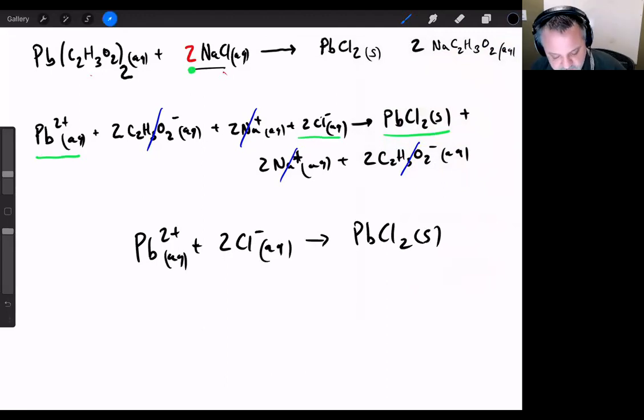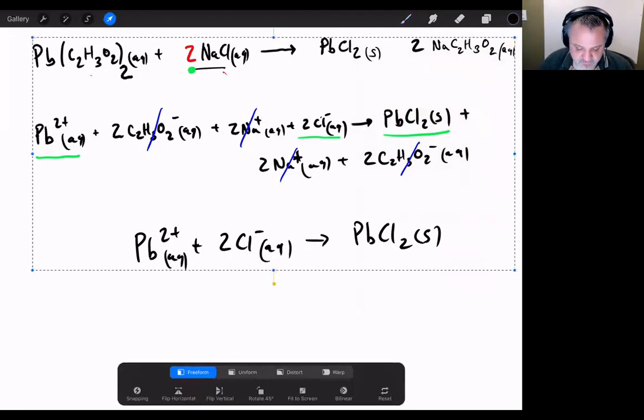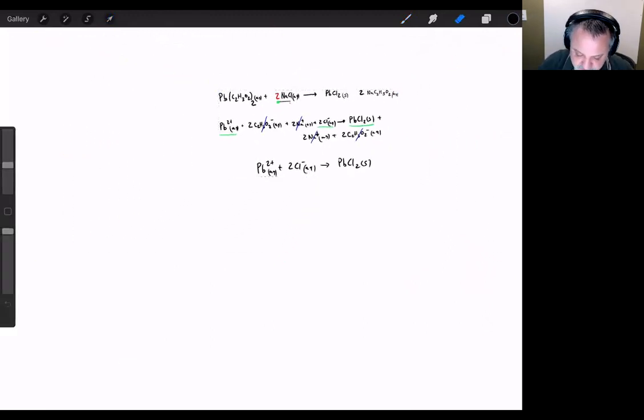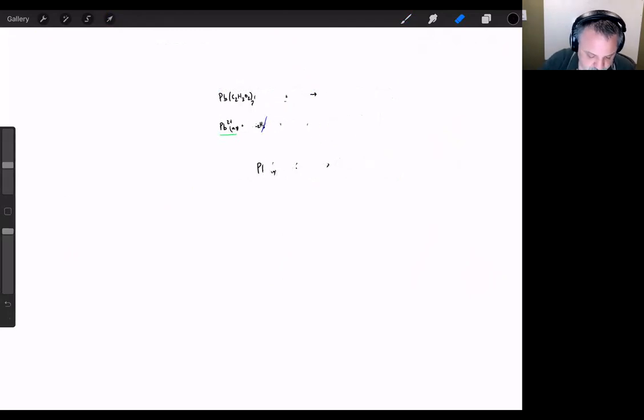All right, I'm going to do one last example, and it's going to be really fast. It's going to be faster than that. I'm not going to even write the list down for balancing. So that's an example of some double replacement reactions in terms of ionic compounds.